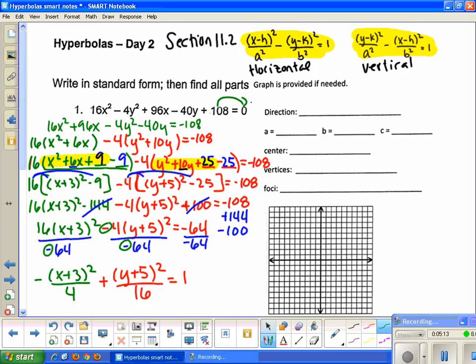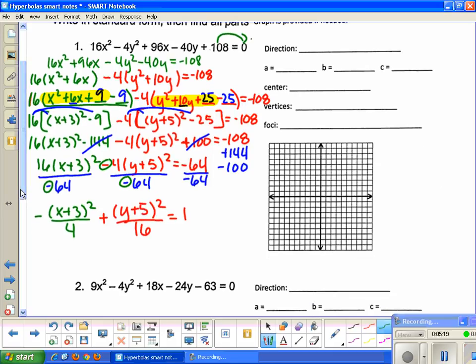So now from this, I can start writing down some things that I know. If I write this in the correct standard form, we don't usually like to have the negative in front, so I'm going to write this with the y plus 5 squared over 16, and then subtract that from the x plus 3 squared over 4. So that's actually the correct way to write it.